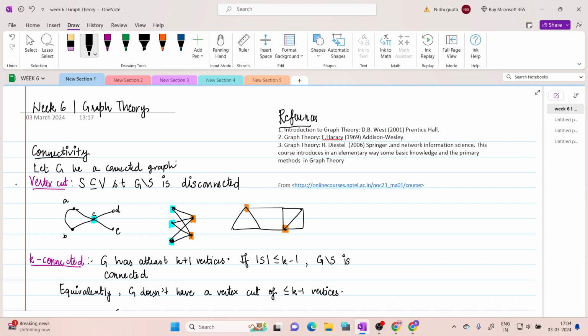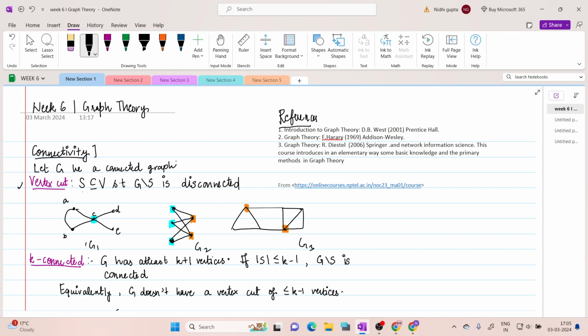So first thing is the vertex cut. For today's session we are looking at connectivity in the sense of how connected graphs are, so we'll be mostly concerned with connected graphs. Now if G is a connected graph, what do we mean by a vertex cut? A vertex cut is a set of vertices in V such that if we remove those vertices, the resultant graph becomes disconnected. So these are some examples, graphs G1, G2 and G3.